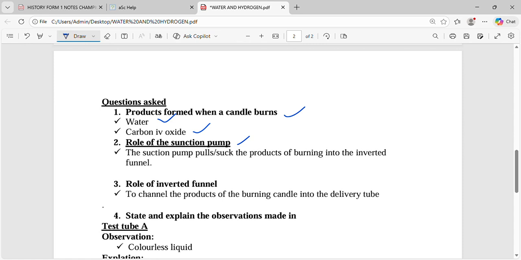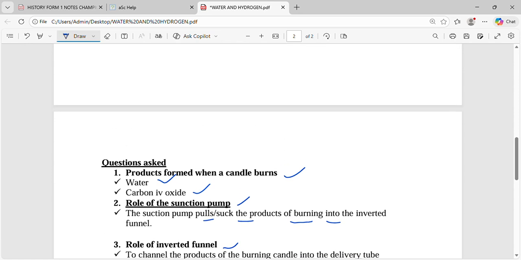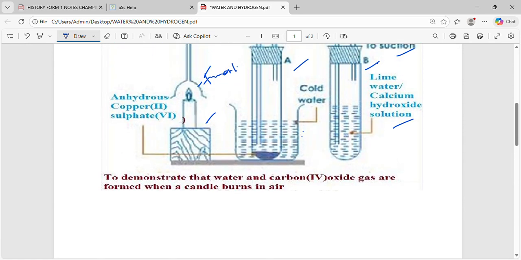The suction pump pulls or sucks the products of the burning candle into the inverted funnel. Then you may ask, what is the role of the inverted funnel? The role of the inverted funnel is to channel the products of the burning candle into the delivery tubes.